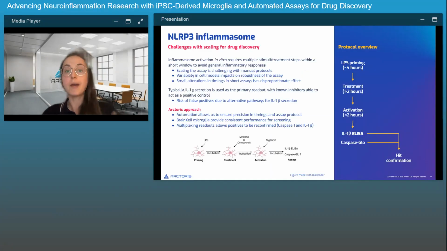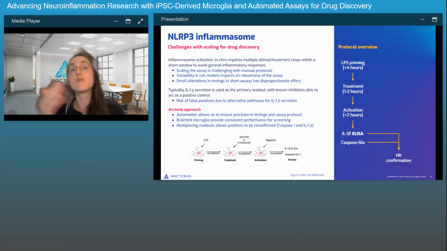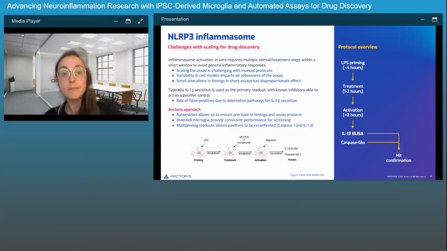Because indeed, as you can imagine, both signals need to happen pretty close in time. So if we want to do this in a lab, we need very precise timing of the treatments. Also, if we want to include compounds in between both, that becomes quite challenging to do manually. And also, if we have a cell model that is not reproducible, that has a lot of variability from well to well, from plate to plate, from experiment to experiment, this assay is very, very hard to reproduce.